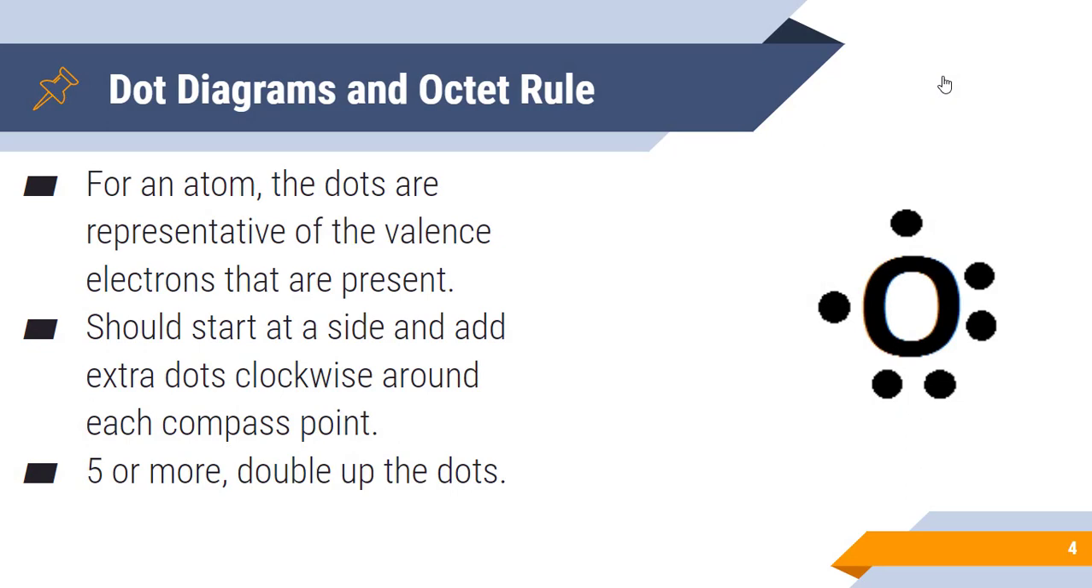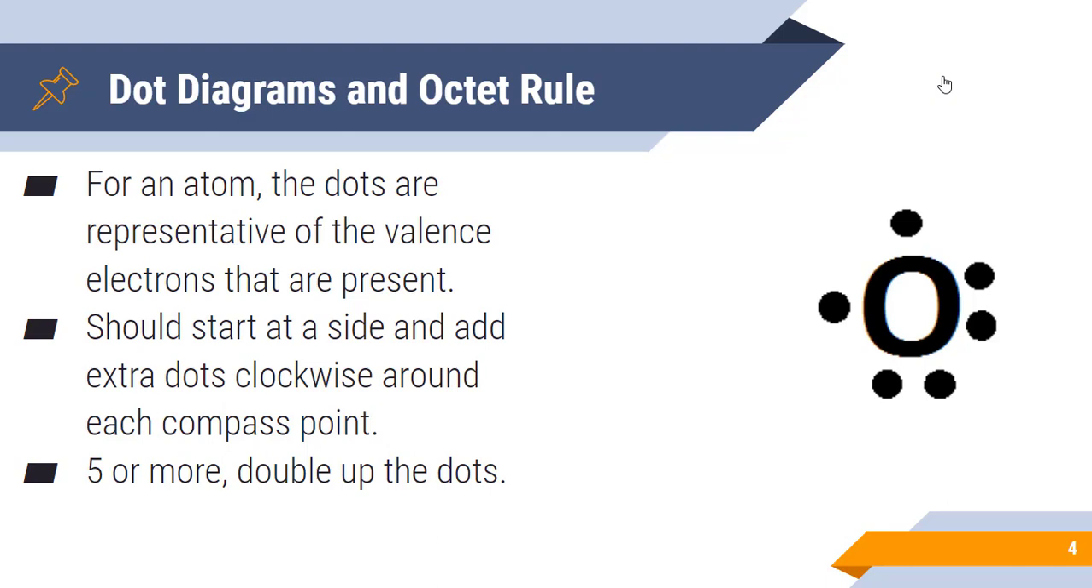Now, for an individual atom, when we look at Lewis dot structures, we remember that they are representations of the number of valence electrons that are present on that particular atom. The dots are representative of valence electrons that are present. So you should start at a side, add extra dots clockwise around each compass point, and if there are 5 or more dots, then you double them up on each side. So for example, this is oxygen. Oxygen has 6 valence electrons in its outer shell. Therefore, you will see 6 dots on the outside of a Lewis dot structure for oxygen.